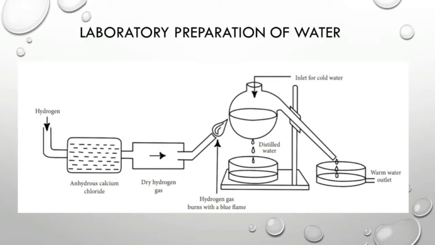if present. See, anhydrous calcium chloride is nothing but calcium chloride without water molecules. Anhydrous means without water molecules. Dry hydrogen coming out of the opening is burnt with a sufficient supply of air. The burnt hydrogen gas forms droplets of water when it comes in contact with a cold flask. Distilled water without any dissolved matter is obtained by this method.